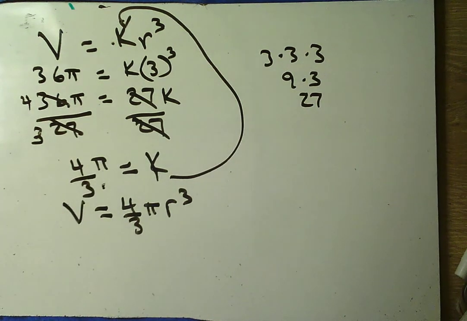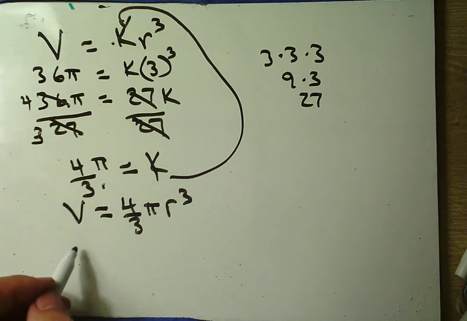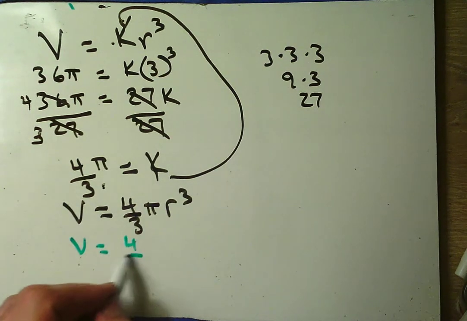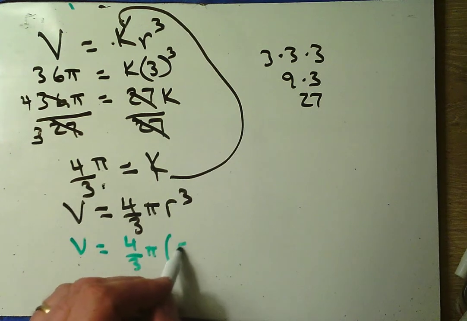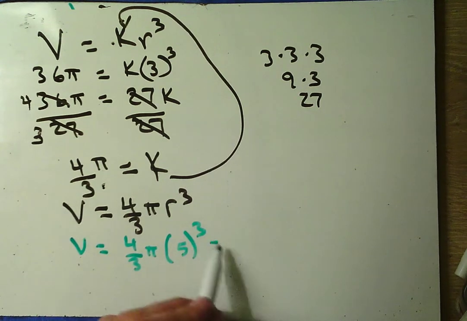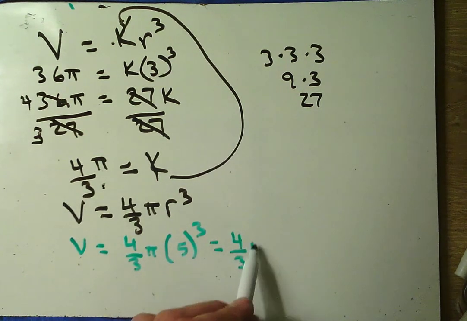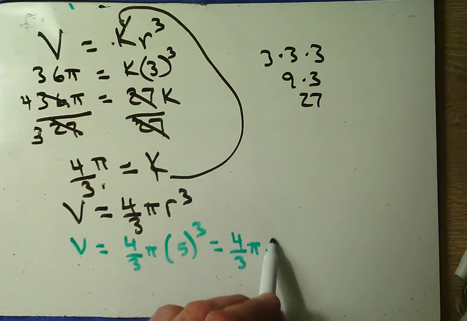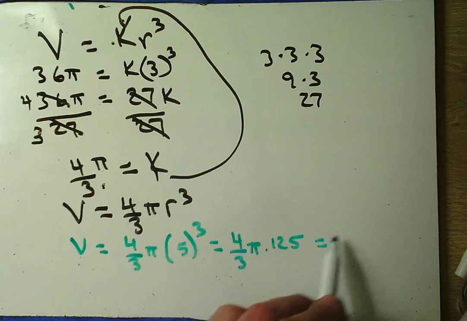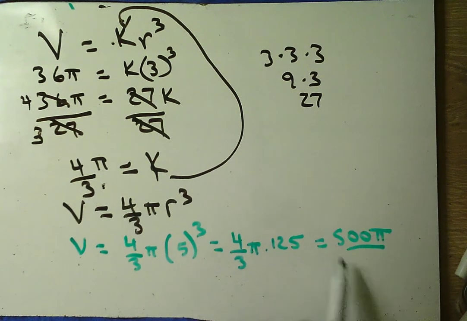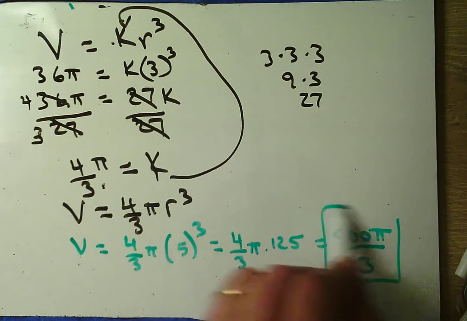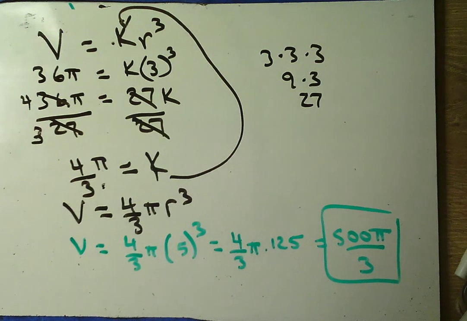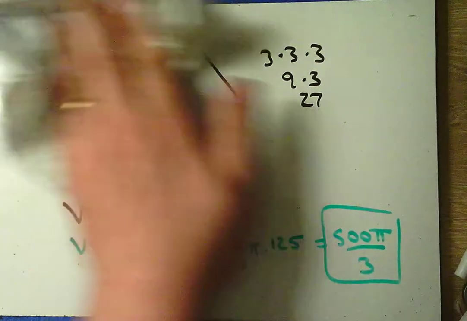Okay, now it says find v when r equals 5. 4/3 pi times 5 to the third. Well, that's going to be 4/3 pi times 5 times 5 times 5, which is 125, or 500 pi over 3. That's my answer to number 8. And then finally, number 9, the last problem.